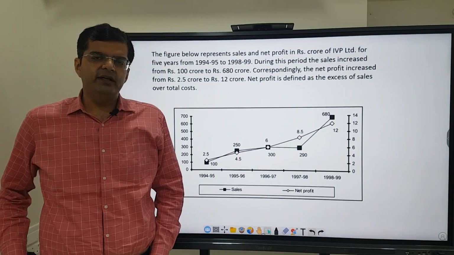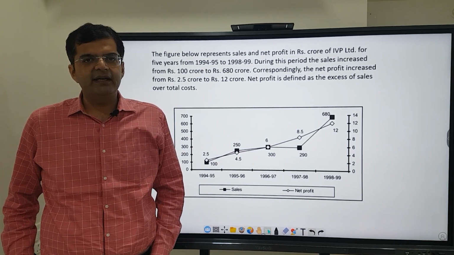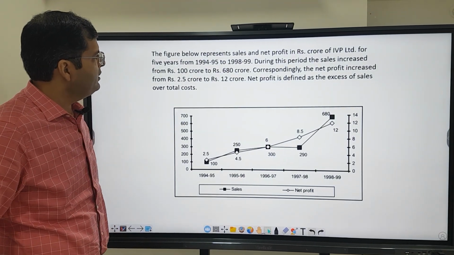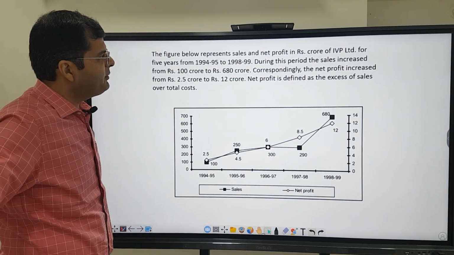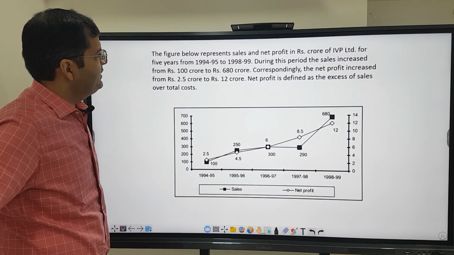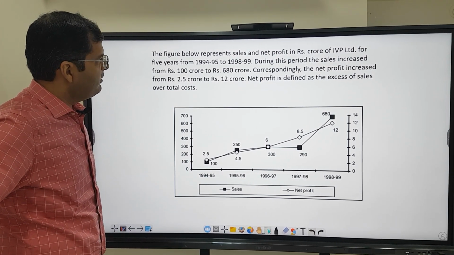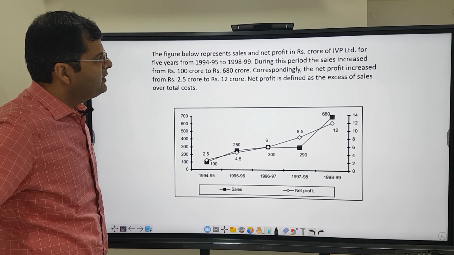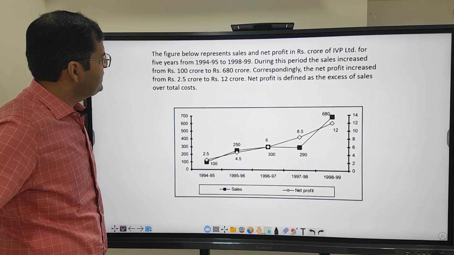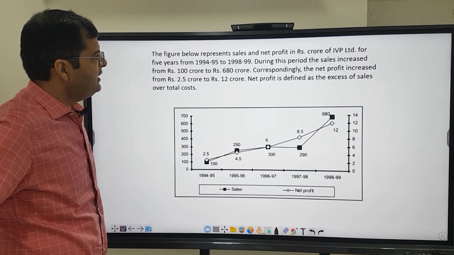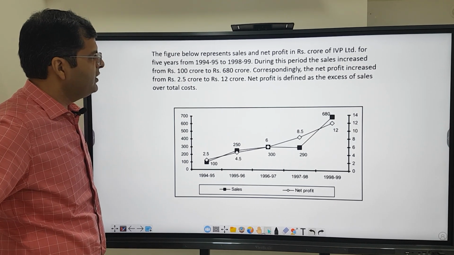So this is a DI question from the CAT 1999 paper. The question says the figure below represents sales and net profit in rupees crores of IVP Limited for 5 years from 1994-95 to 1998-99. During this period, the sales increased from 100 crores to rupees 680 crore. Correspondingly, the net profit increased from 2.5 crore to 12 crore.